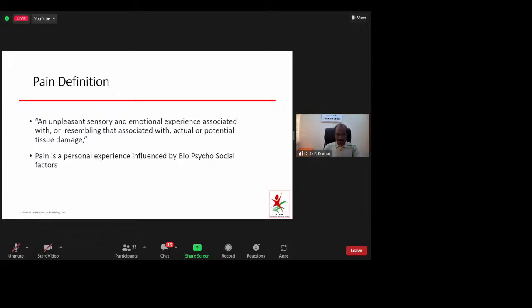Pain is a personal experience, as I said, influenced by biopsychosocial factors. You need not search all the time for potential tissue damage. Without any tissue damage as the reason for the pain, it doesn't mean that the patient is not suffering with pain. So a person's report and experience of pain should be respected and accepted. That is the ultimate meaning of these 3 lines.